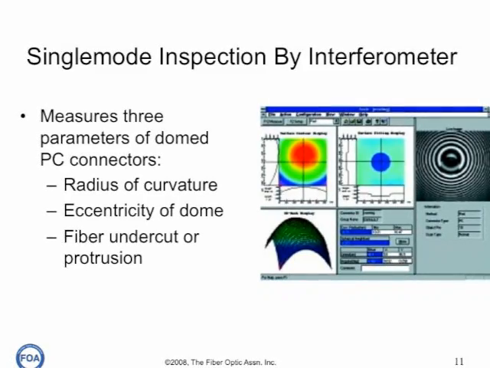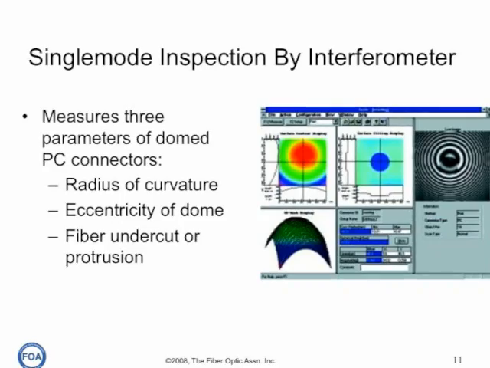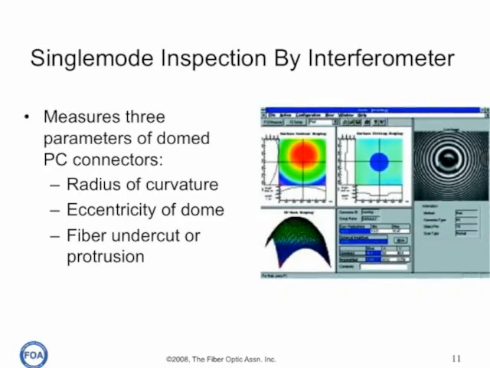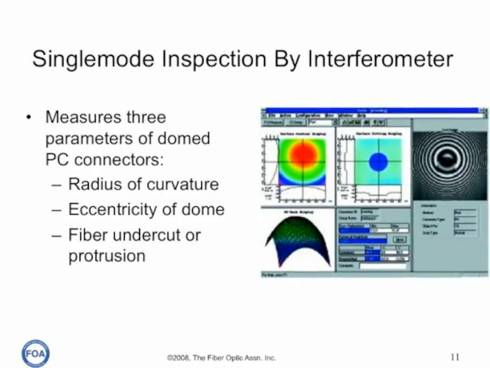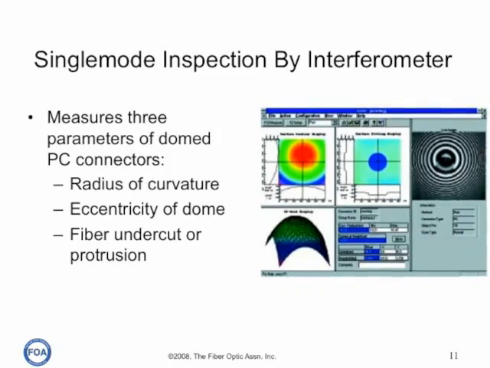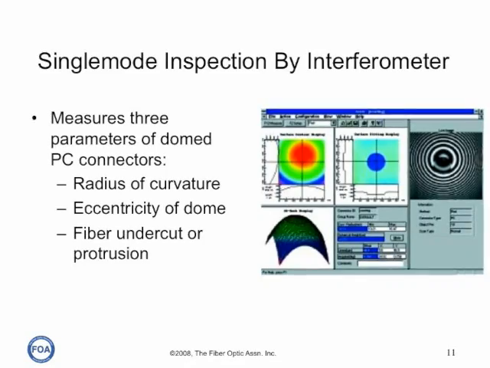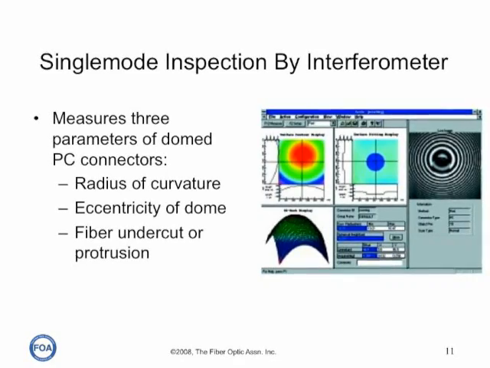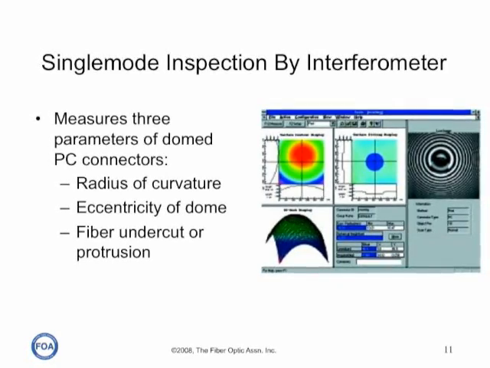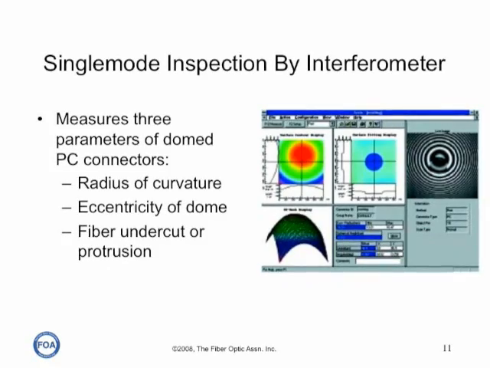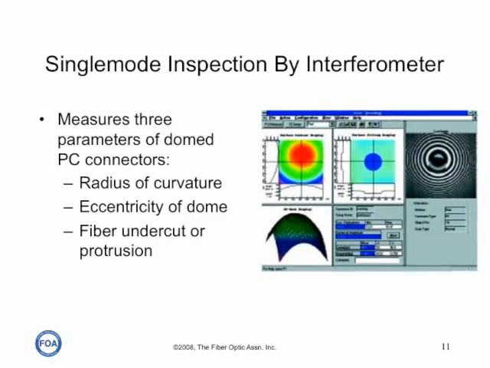Interferometers show us three parameters of single mode domed polished connectors: the radius of curvature, the eccentricity of the dome, or is the dome centered on the fiber, and whether the fiber has been undercut during the polishing process. It's an extremely sensitive way of determining the quality of single mode connectors.